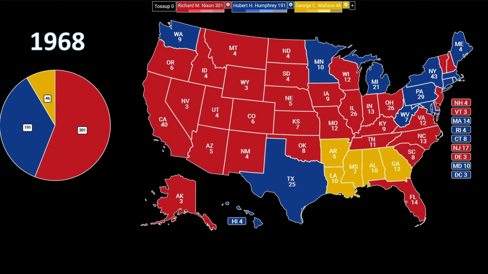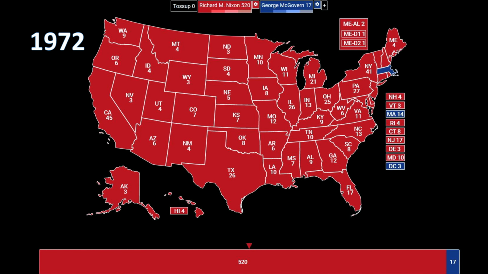As you can see, President Richard Nixon won a handy majority of the Electoral College, carrying some southern states such as South Carolina, North Carolina, and Virginia, as well as Florida, as well as some states that had voted Democratic in the previous election. Moving on again to 1972, and we have a sea of red.